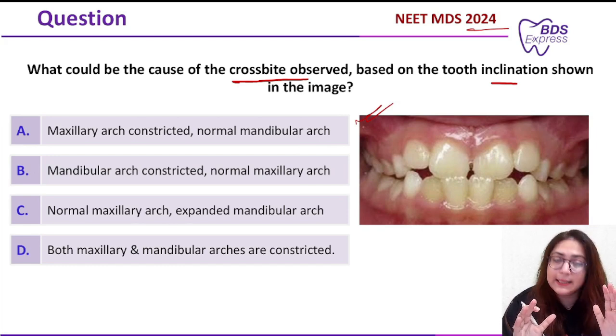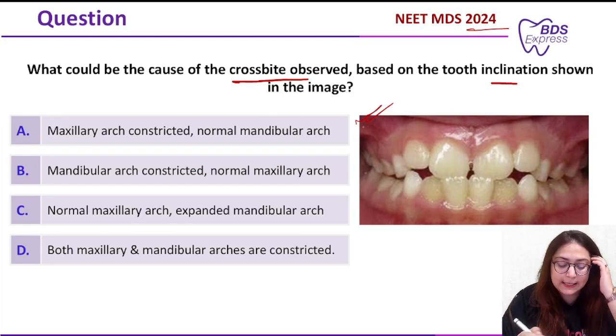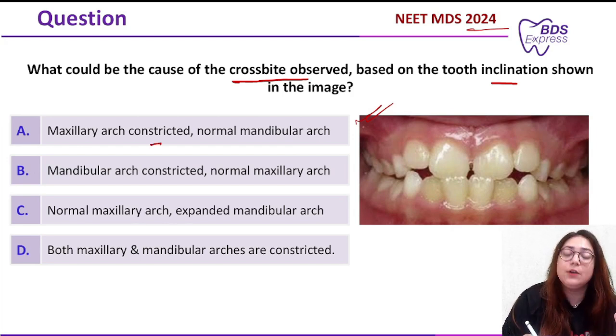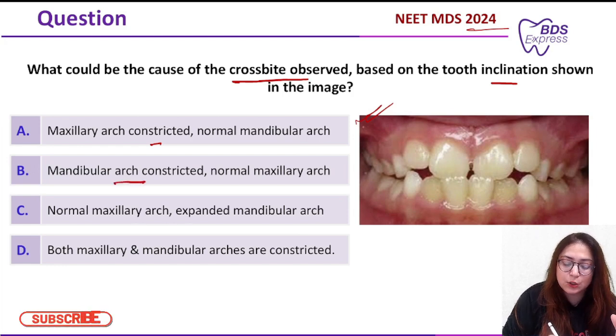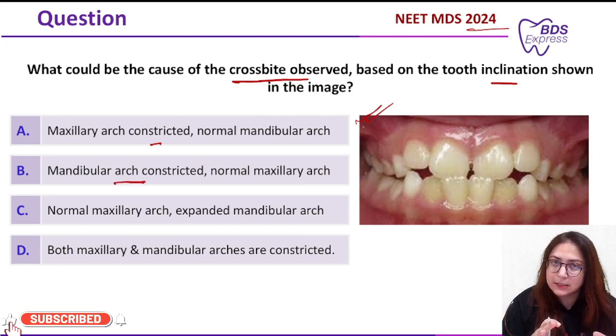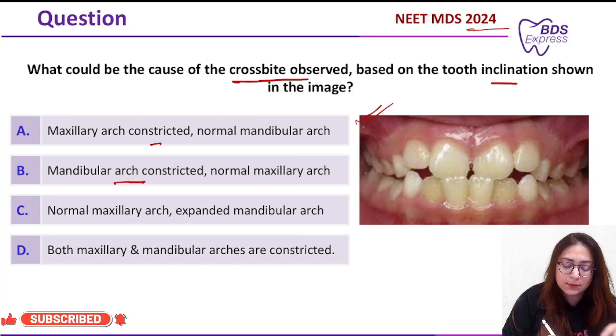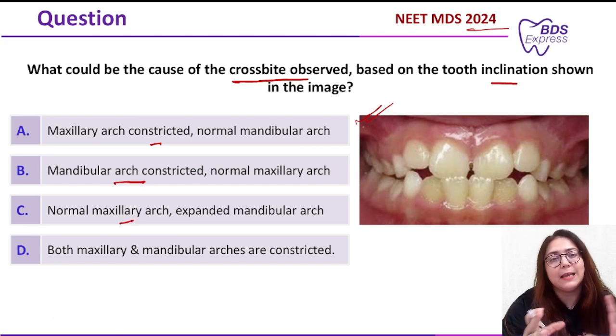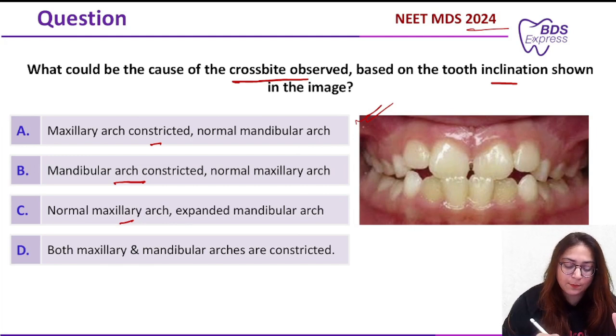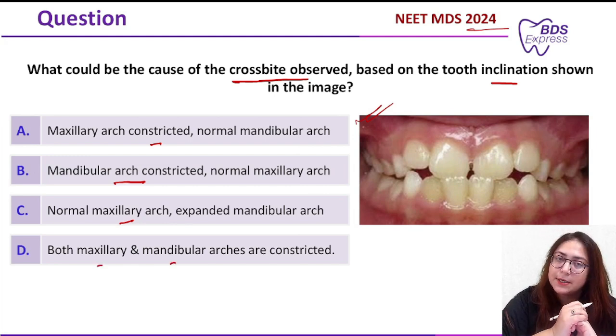First of all, let's see the options. Option A is maxillary arch constricted, normal mandibular arch. Option B was mandibular arch constricted, but the maxillary arch is normal. Option C was similar to option B, that is normal maxillary arch and expanded mandibular arch. So option B and C, they are the same only. And option D was both maxillary and mandibular arch, they are constricted.